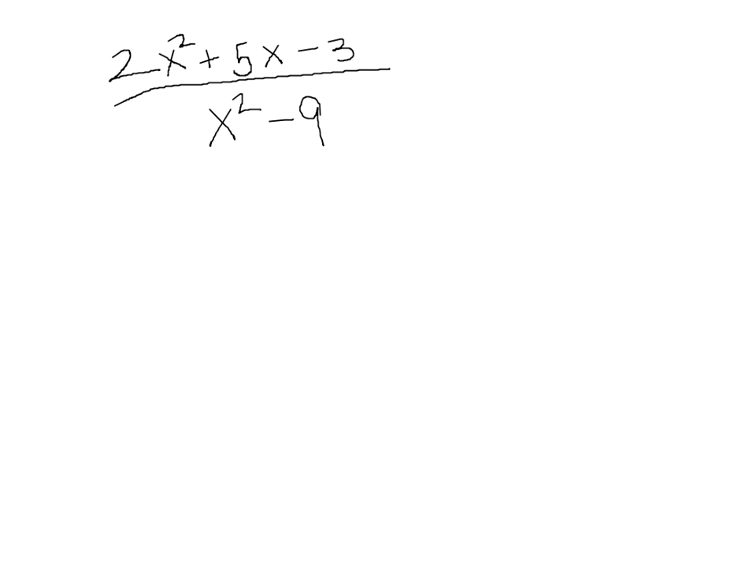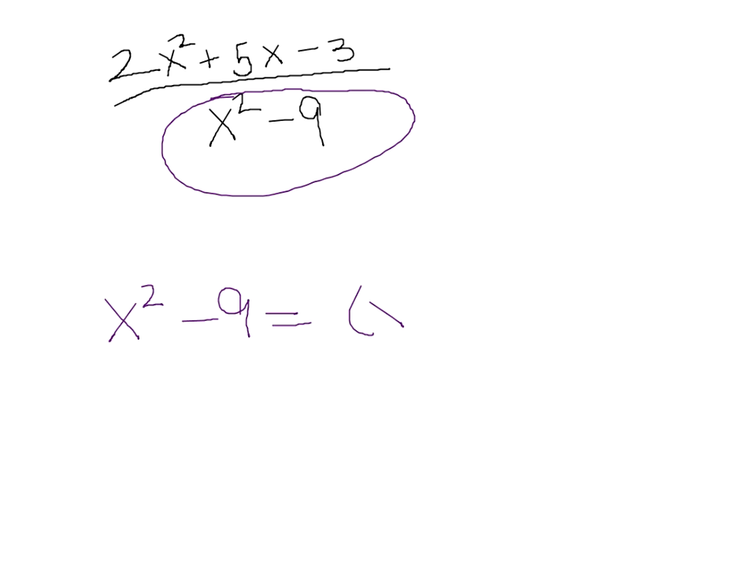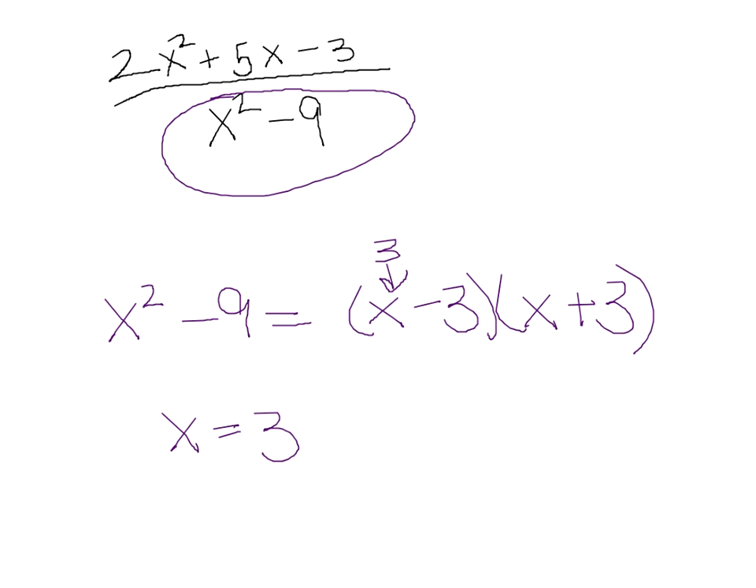Okay, here's another one. So we have to recall, we want to look for the x values that make the denominator 0. So we start by factoring the denominator. And this is a difference of squares, so I get x plus 3 times x minus 3. It doesn't matter what order I write them in. So if I choose x equals positive 3, when I put that 3 in there, I'm going to get 0 times 6, which is 0. So if x equals 3, I divide by 0.